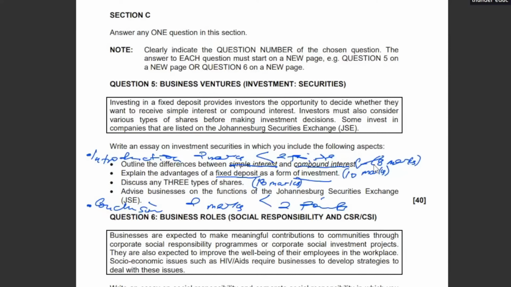So now, meaning here, we have actually discussed 4 types of shares. We explained ordinary shares, 2 marks for that and the explanation. We also explained preference shares, founders shares, and lastly, bonus shares. If you add, the summation is going to be 16 marks. So now let's move on to the last bullet, where it says advise businesses on the functions of the Johannesburg Security Exchange. This question carries 12 marks.